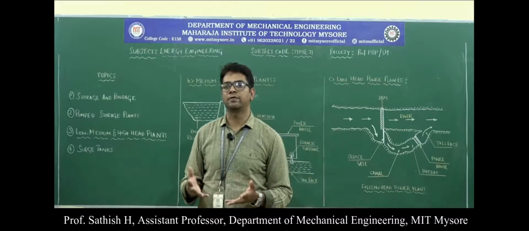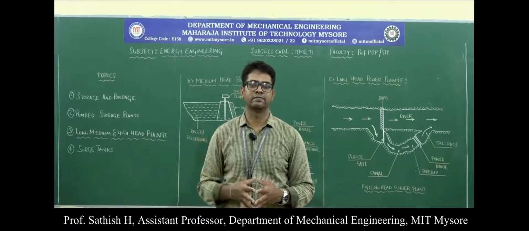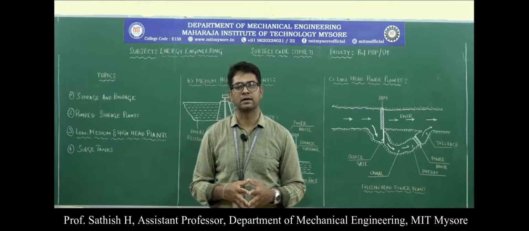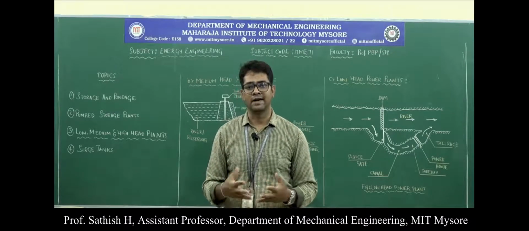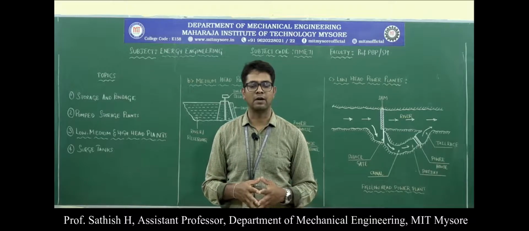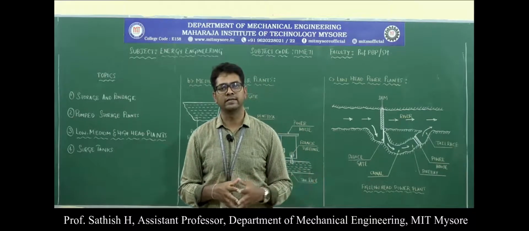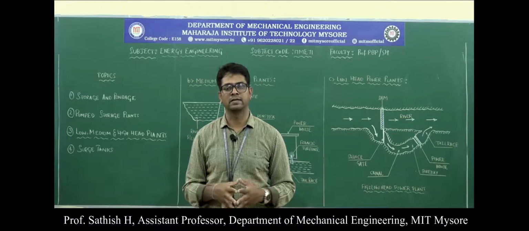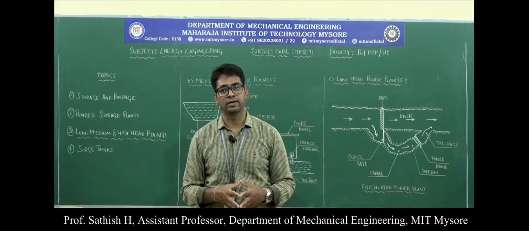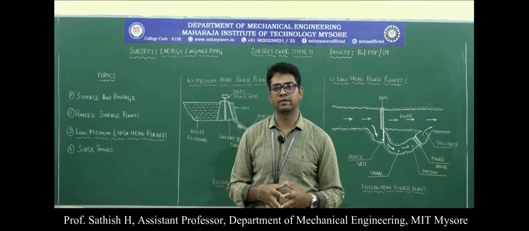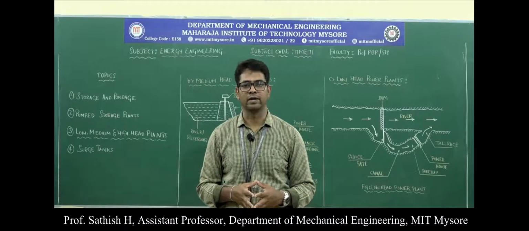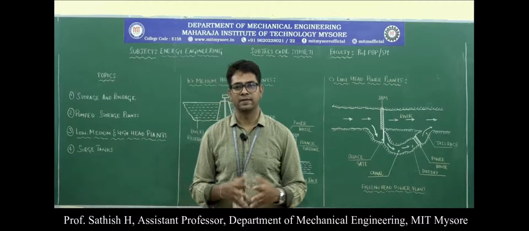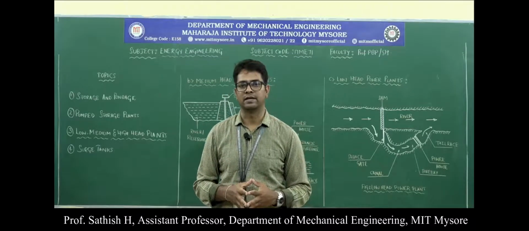The type of turbine that we use in the case of high head power plants is the Pelton wheel turbine. In the case of medium head, it is the Francis turbine. Sometimes you can also use the Kaplan turbine. And in the case of low head power plants, you can use a Kaplan turbine as a hydraulic machine, or turbo machine, that converts the energy stored in the water into mechanical energy. So this is about the classification and the three different types of turbines that we have.